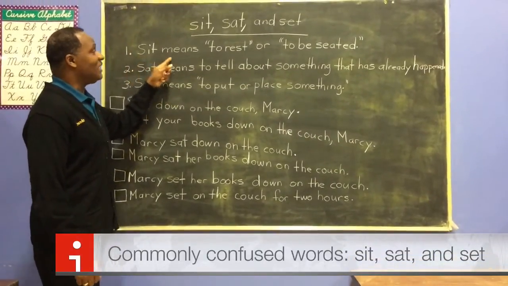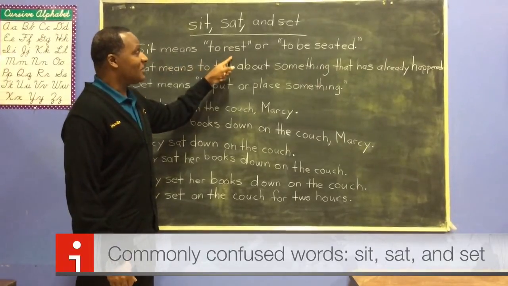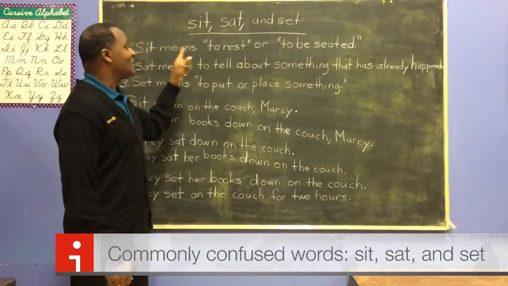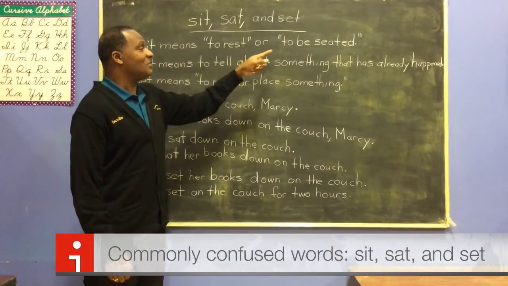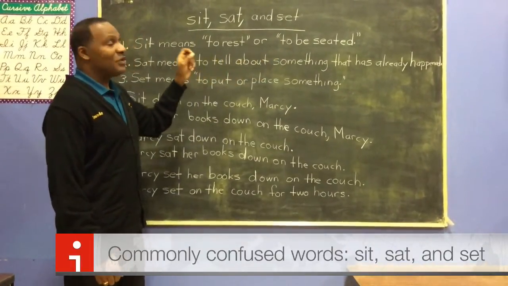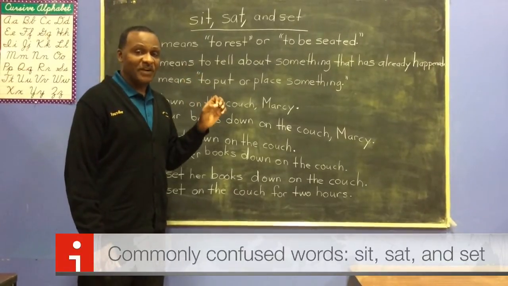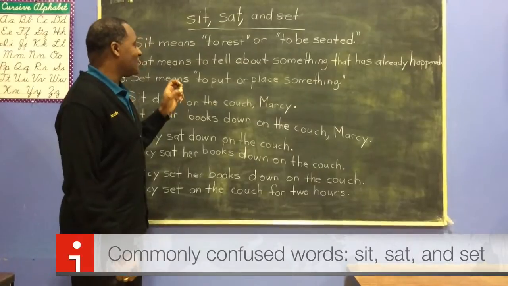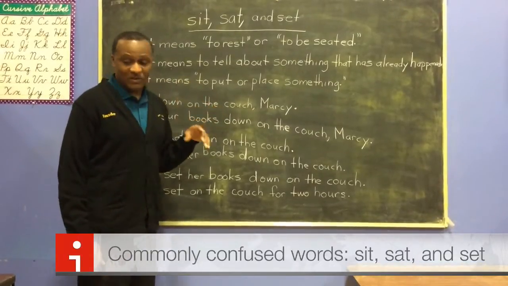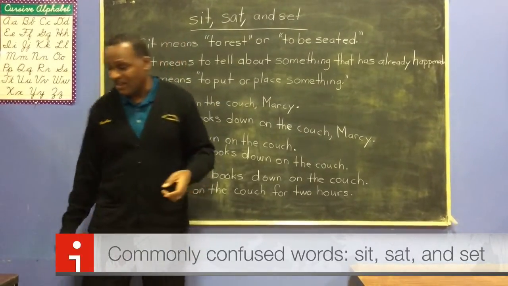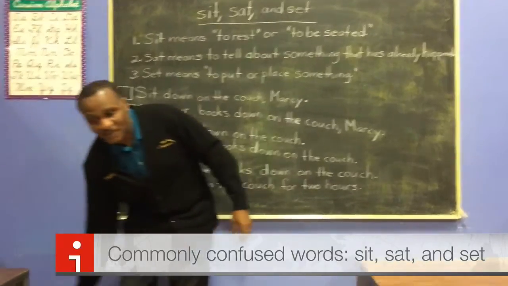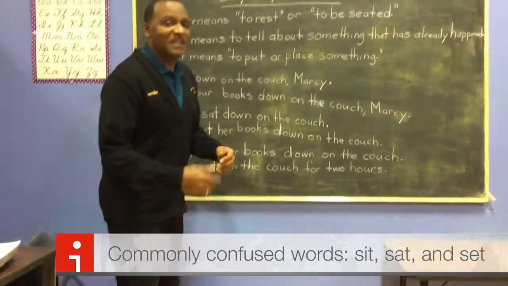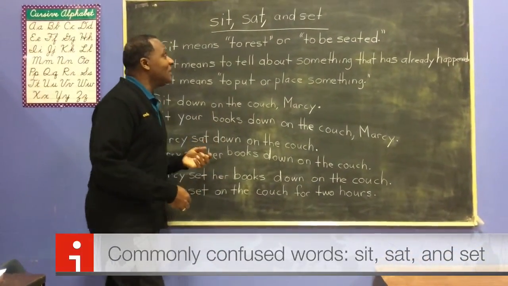Sit means to rest or to be seated. So you sit in a chair and you rest yourself. That's what that actually means, to rest or to be seated. So if I were to take a seat and sit down in the seat, like so, then I'm resting, I'm sitting, and I'm being seated.